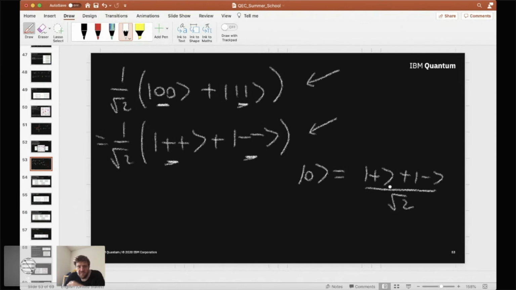But what it means is that it is possible to have things that are of definite parity, in this case, definitely even parity, in the Z basis, so for the zero and one states, and simultaneously for that same state to also have the property that it has definite parity in the X basis.